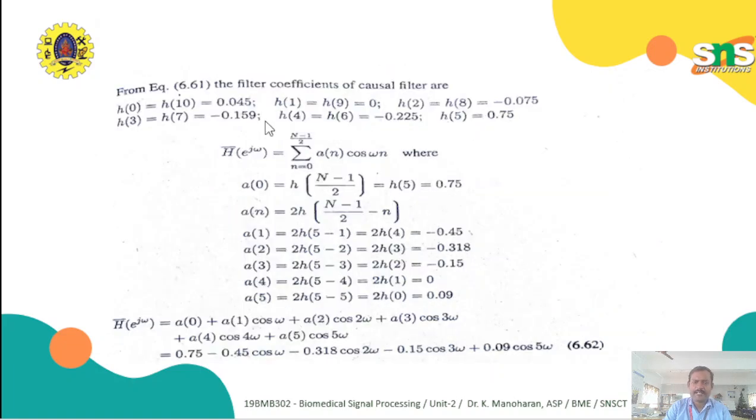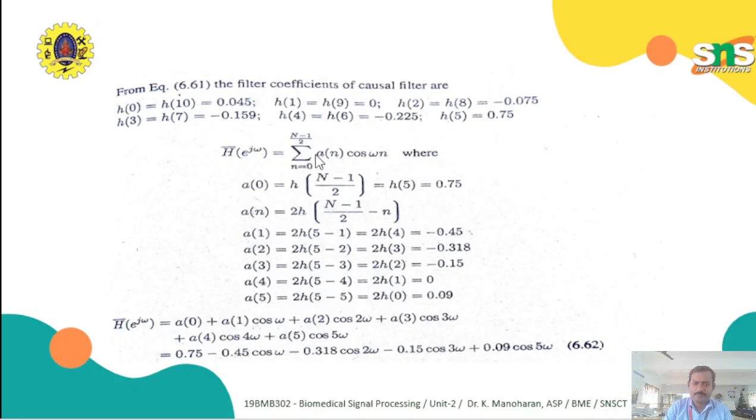Look at this, I am writing the h of values. Now we can go for H bar of e power j omega, we can expand it. So from n equal to 0 to (N minus 1)/2, a of n into cos omega n. So we know the formula for this. A of 0 is h of (N minus 1)/2 and then a of n equals 2 into h of (N minus 1)/2 minus n. Now substitute this value, we can find a of 1, 2, 3, 4, 5. Once we find it, we write the expression for that.